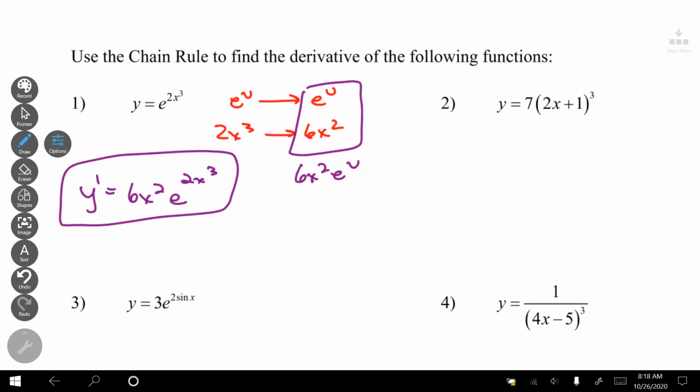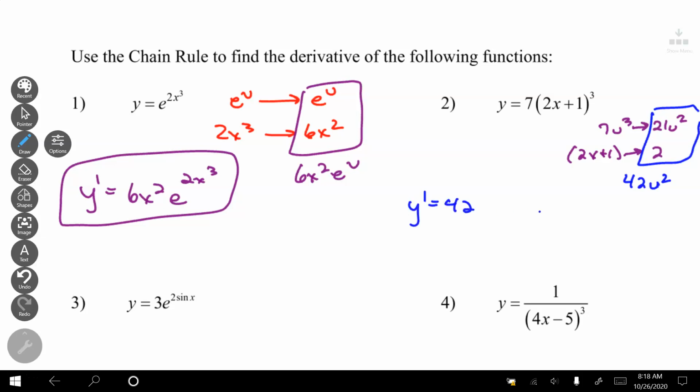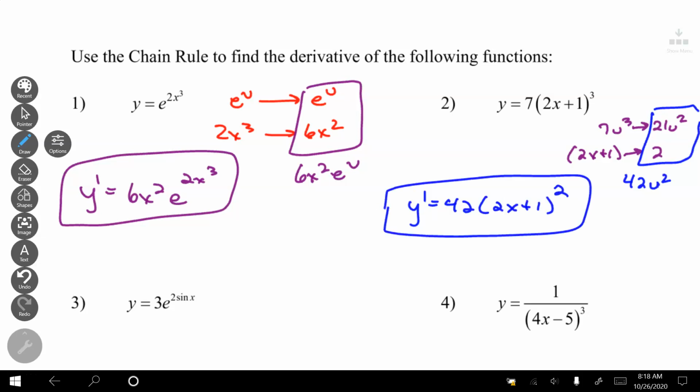This next one, I have 7u cubed, and that derivative is 21u squared. And the inside stuff, and I'm going to put parentheses around this, is 2x plus 1, and the derivative is just 2. I multiply my box. I get 42u squared. So I get y prime equals 42, no longer u, 2x plus 1 squared. That is its derivative.